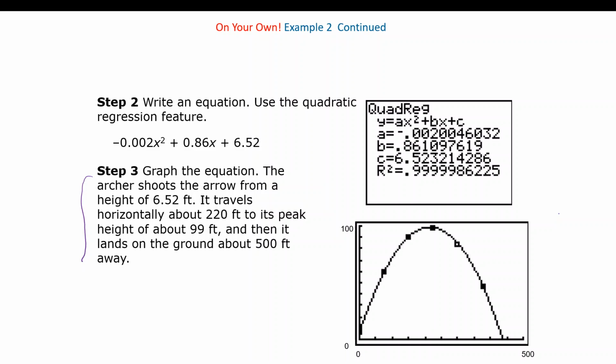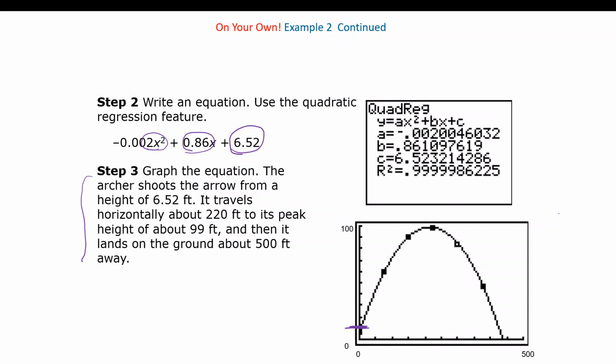It says the archer shoots the arrow from a height of about 6.52. Now, how did I get 6.52? Well, I looked at my equation up here, and I see when x is 0, this whole thing would be 0, and this would be 0. So my y-intercept tells us where I'm starting. Okay, my y-intercept here. So it tells me I'm starting at 6.52 feet.